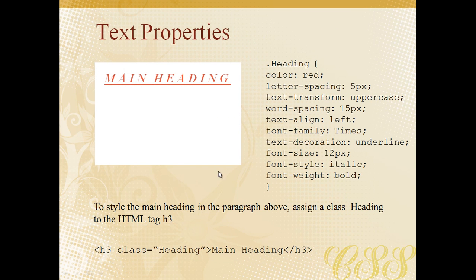So we have a box where the main heading is printed. So this can be written like this: .heading, color: red, letter-spacing, text-transform, word-spacing, text-align, font-family, text-decoration, and so on. So it can be used like this: h3 class equal to heading, main heading.